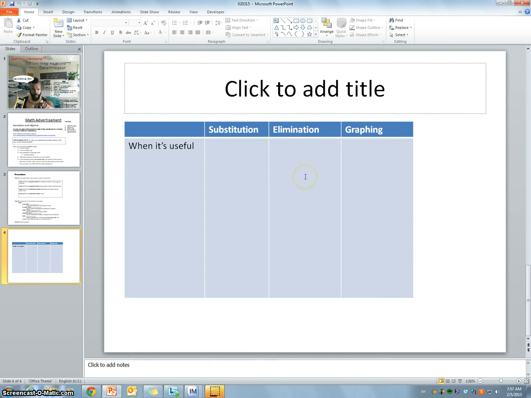Elimination is really useful if your coefficients for y are the same, like 5y and 5y, or your coefficients in x are the same, like 2x and negative 2x. And graphing is really nice when your functions are already listed in the y equals mx plus b format. So tell me, in those scenarios, for those kinds of equations, what makes your method the best?